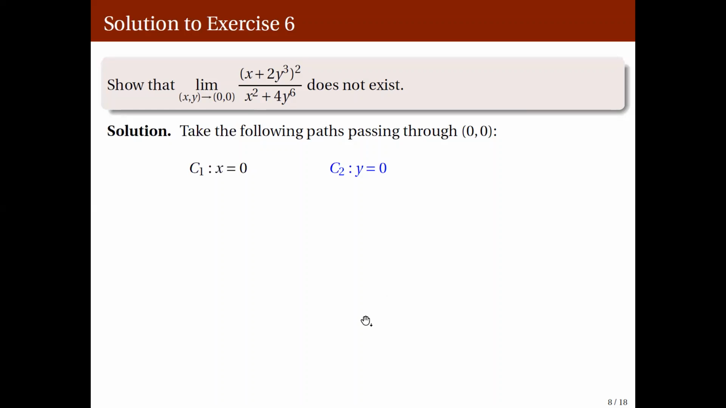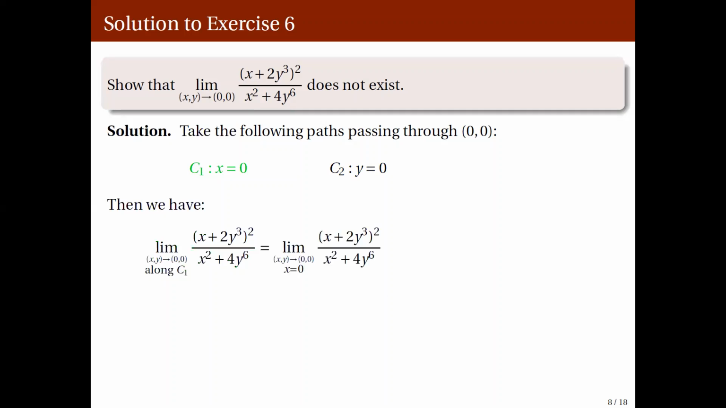For the succeeding curves, we will go through the limiting process a bit faster. Let's go. Sa C1, x equals 0. So papalitan natin ng 0 yung mga x dito, leaving us with a limit as y approaches 0. The numerator here is 4y to the 6. The denominator is also 4y to the 6. So the limit is 1. Okay?